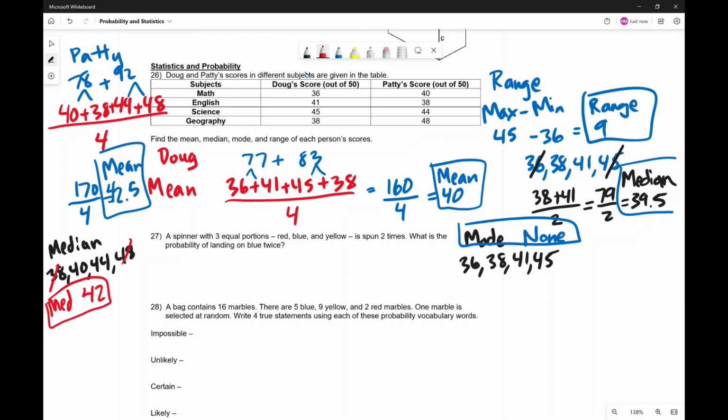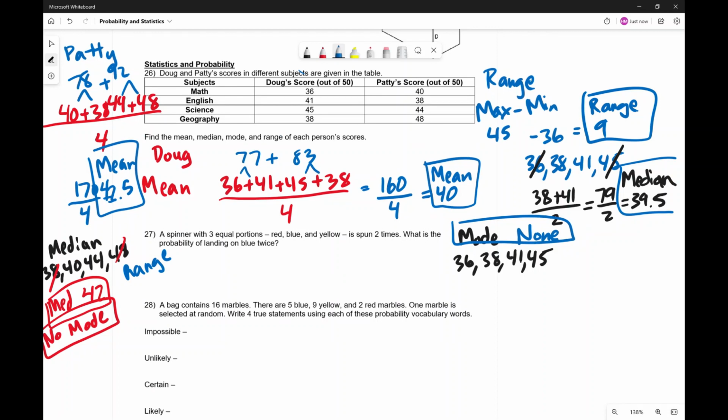Then we'll find the mode. You can see that in that list of numbers, 38, 40, 44, and 48, there is no mode. And then lastly, we'll find the range. The maximum is 48 and the minimum is 38, and we subtract the two and we'll get a range of 10. Okay, so we found the mean, median, mode, and range for Patty as well.